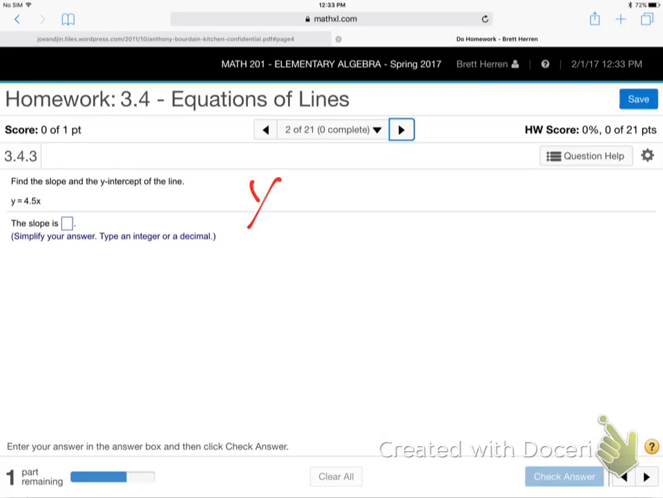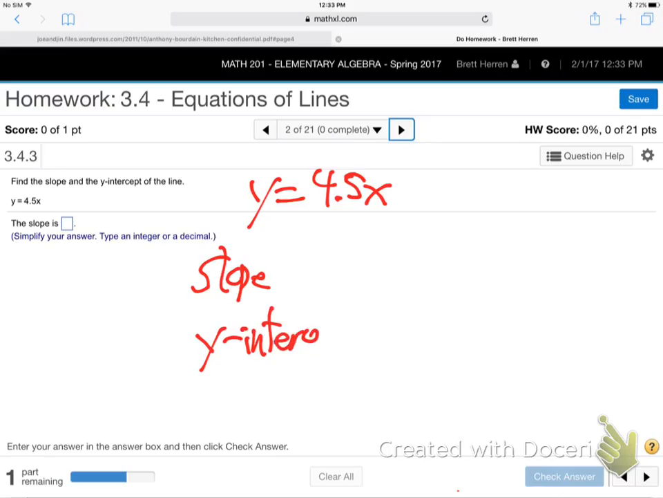All right, find the slope. So y equals 4.5x, asking me for the slope and the y-intercept. Let me give you a second on that one. What's the slope? Yeah, the number next to x. Just the number, not the x, right?